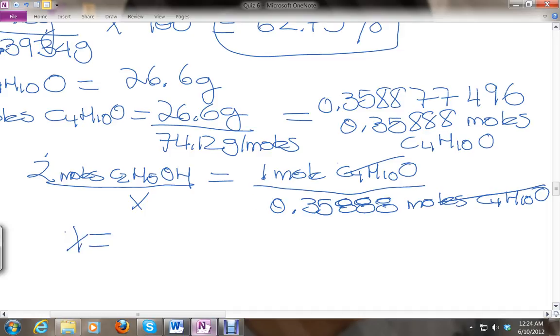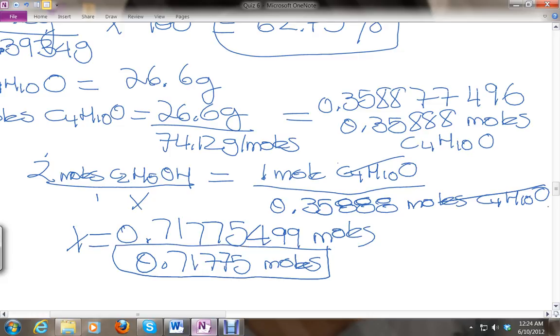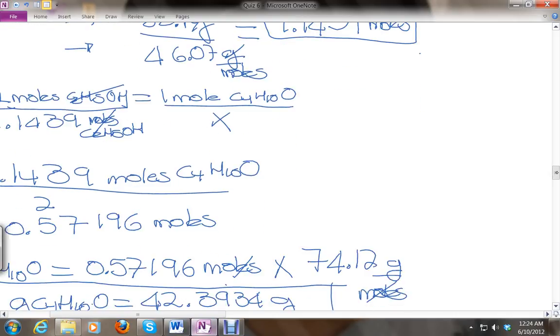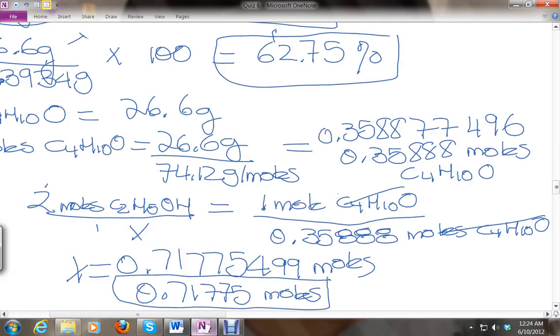Now we have to do the opposite, so it's going to be times 2. And I'm going to give you directly the result: 0.717754999, or 0.71775 moles. Now, you have two options here. Either you subtract the moles, because you already got the moles of the 52 grams, which was 1.1439. Or you convert these moles to grams by multiplying by 46.07, the molar mass of the ethanol.